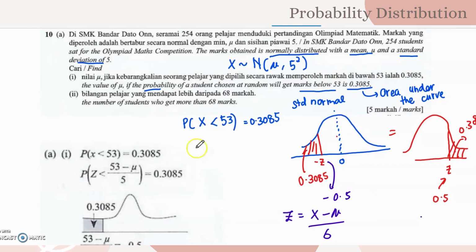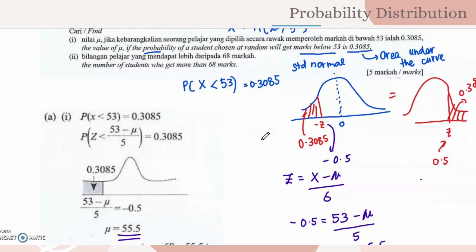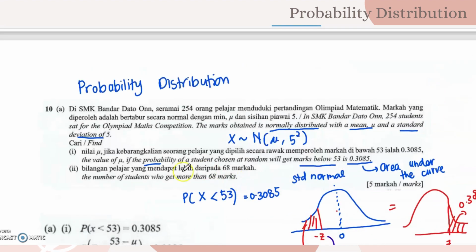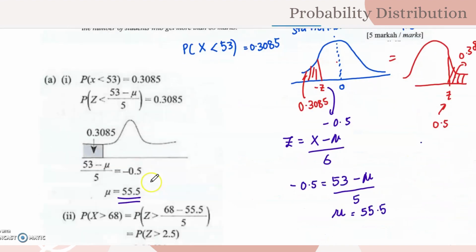Find the number of students who get more than 68 marks. So dia nak tahu bilangan students. Before we get the number of students yang dapat lebih daripada 68, kita tengok jumlah how many students in that school. So altogether we have 254.